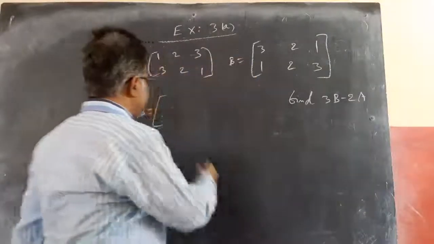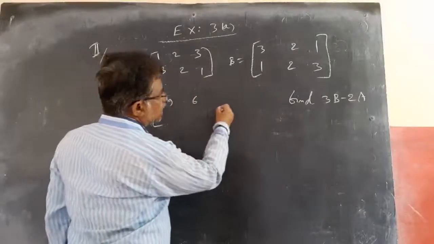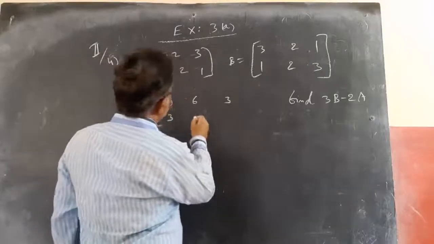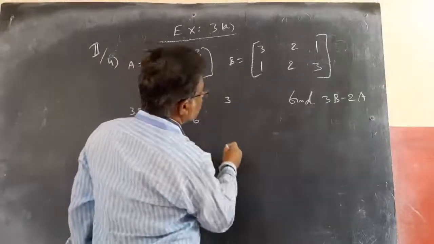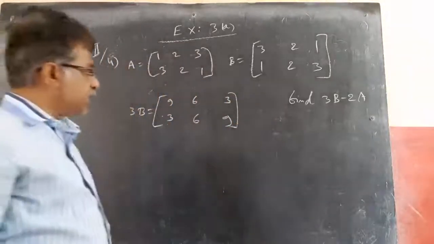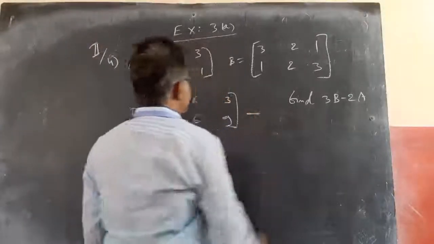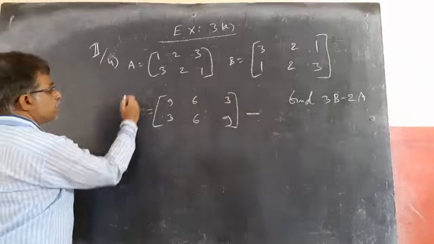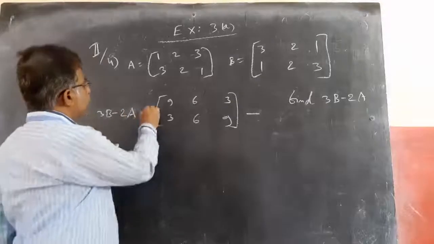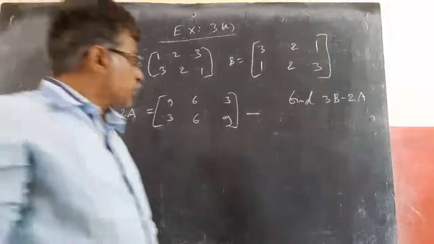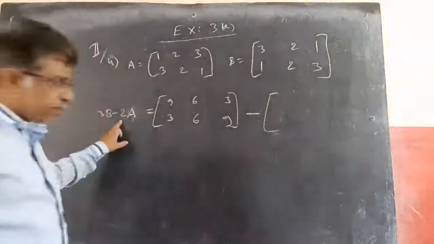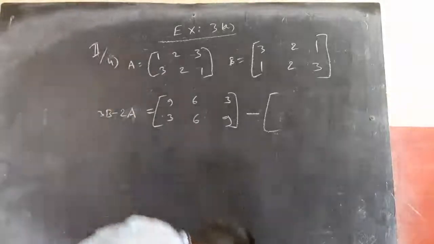So 3 times 3 is 9, 3 times 2 is 6, 3 times 1 is 3. Next 3 times 1 is 3, 3 times 2 is 6, 3 times 3 is 9. This is called 3B. Next we need minus 2A. 3B minus 2A means multiplying every element of A with 2 and subtracting. So I get minus, then multiplying every element of A with 2. Scalar multiplication with 2, so 2A.